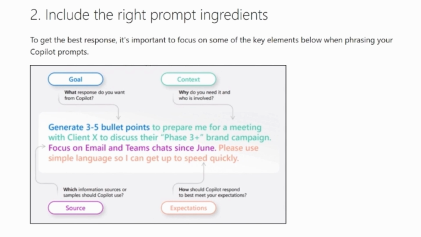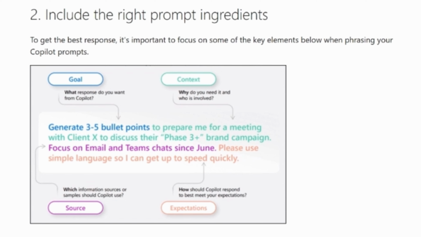Key prompt ingredients include our goal, context, source, and expectations. Now, to be very open and honest about these four core pillars, not every single prompt will include each of these pillars. However, as a best practice, we would highly recommend that you evaluate specific areas of focus that you need to include aligned to these four core areas.